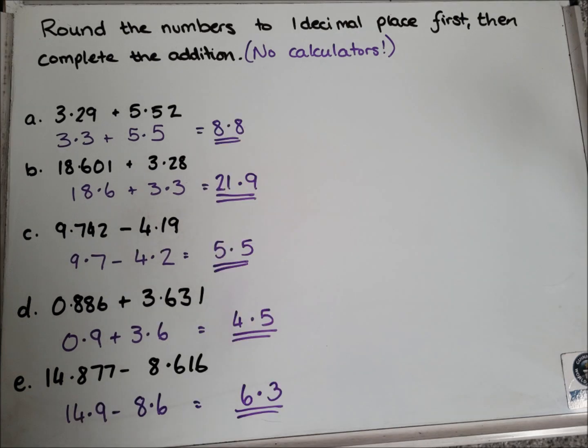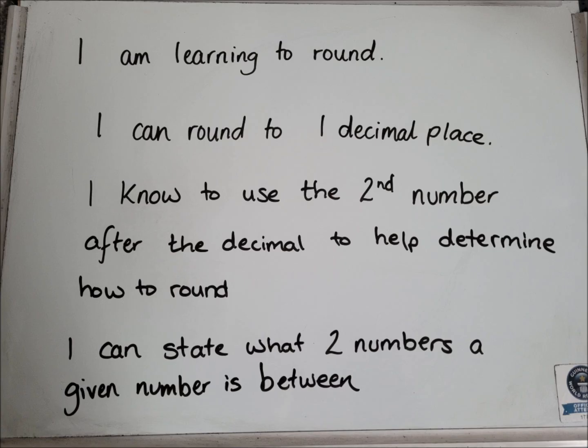So for A, it was 8.8, B, it was 21.9, C, it was 5.5, D, it was 4.5, and for E, it was 6.3. Well done on your rounding today. Hopefully you now understand how to round to one decimal place, and we'll have worked through those activities really well. Well done everyone, I will speak to you all later.